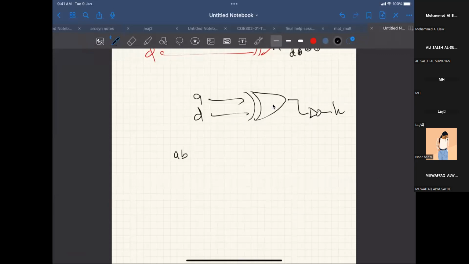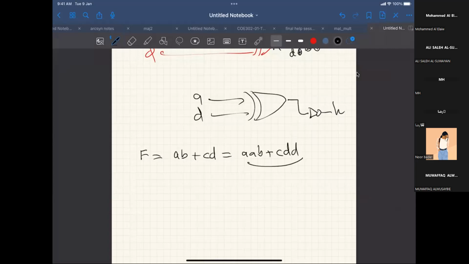Yeah, AB, for example, this is F. F equals AB or CD. This is minimal sum of product form, and this is unique. However, I can always say this is AB, all with CD, D, using the idempotency property. This is not canonical form, but this is a non-minimal standard form.